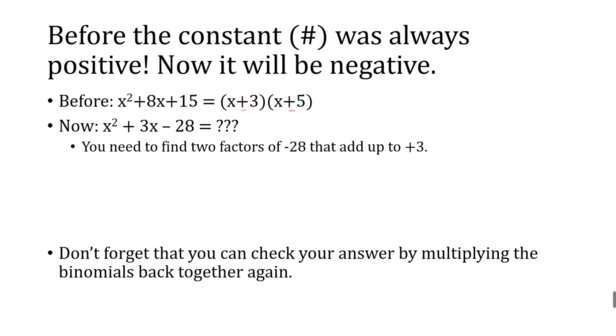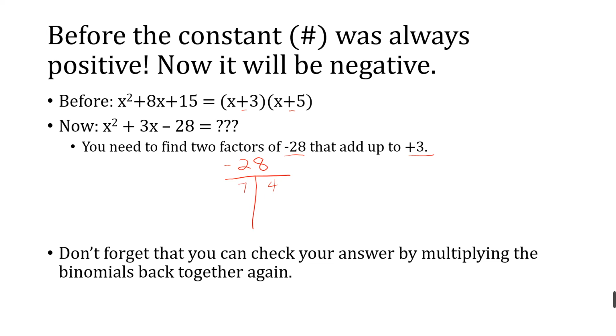So now we're going to look at an example like x squared plus 3x minus 28. So what we have to find is 2 factors of negative 28. That means 2 numbers that multiply to give you negative 28 that add up to positive 3. I really like to do these t-charts, and so that's what I'm going to do here. I'm going to list factors of 28. So we have 7 and 4.